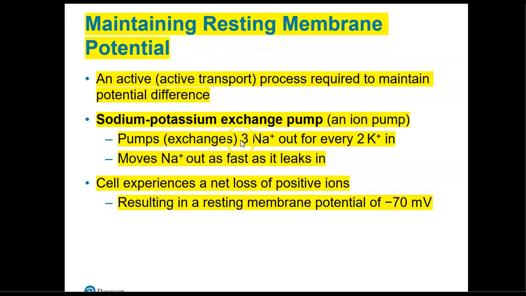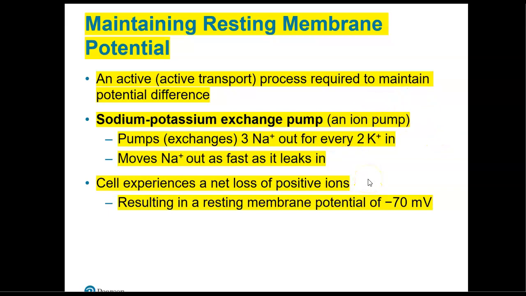What the pump does is it pumps 3 sodium ions out for every 2 potassium ions in. And the reason it's doing this is because there are leak channels along the plasma membrane for sodium and potassium. And so sodium is constantly leaking into the cell, potassium's constantly leaking out. So this pump keeps pumping sodium out and potassium in, basically to replace the ions that are leaking.